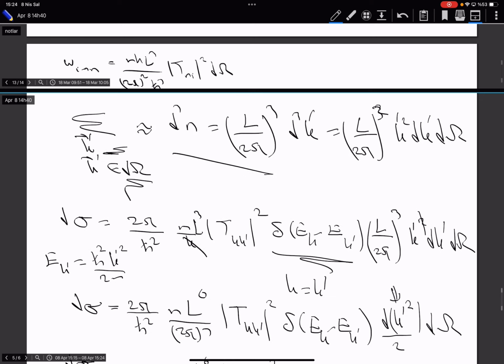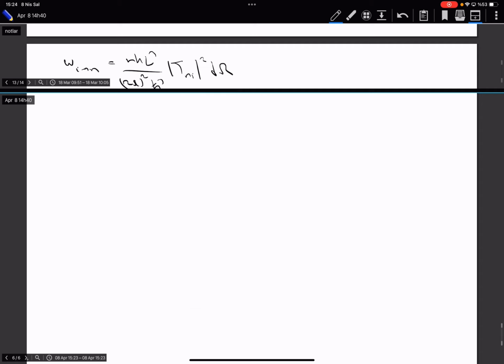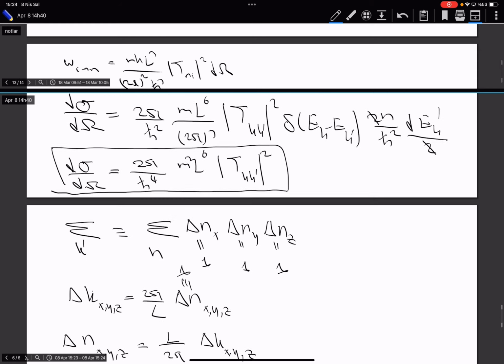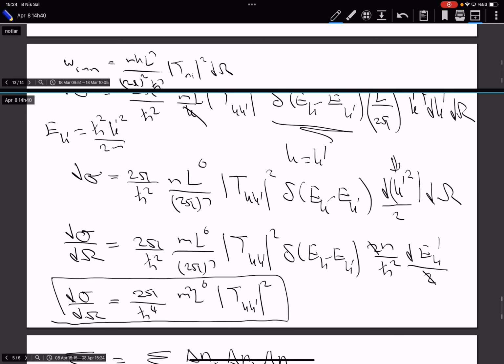Now you can still interpret this d cubed k prime, this whole thing, as a summation over k prime. But you see, these are all 1. So delta k will be very small if L is very large. So the only assumption I actually made is that L should be large. Which is not unreasonable, because eventually I will take L goes to infinity. And now at least the factors of L work out fine.